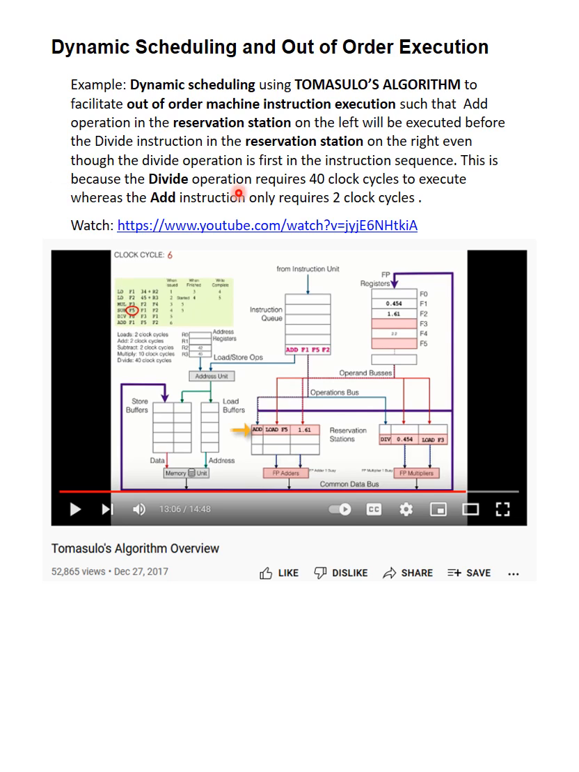This is because the divide operation requires 40 clock cycles to execute, whereas the add instruction only 2. And those of you who've done digital design things with me understand the complexity and assembly language, the difference between a simple add versus a divide.